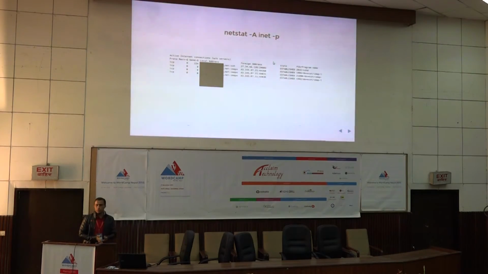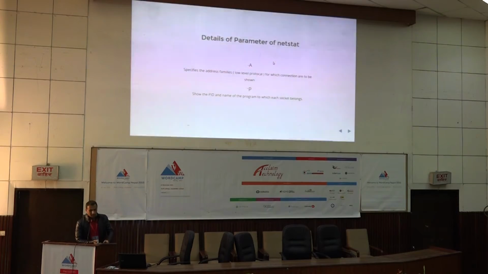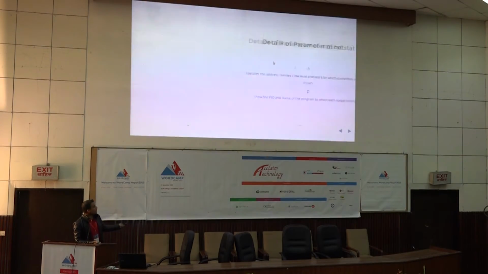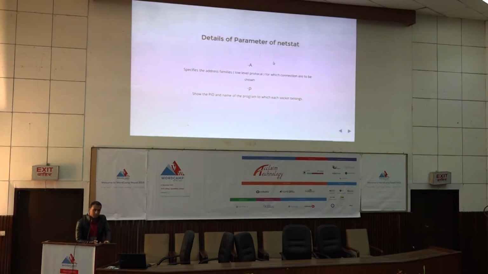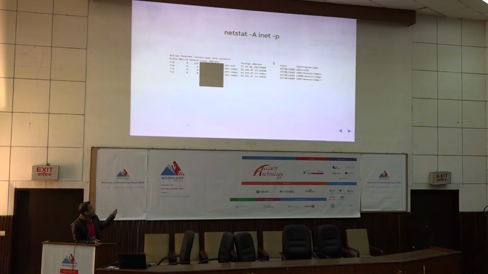And if you have the process ID, then what do you need to do? I told you before. Okay, these are the details of the parameters. -a is for address families, so here it is inet, and -p, as I told you before, means the process ID. Now you have the process ID, and I told you before those two techniques.